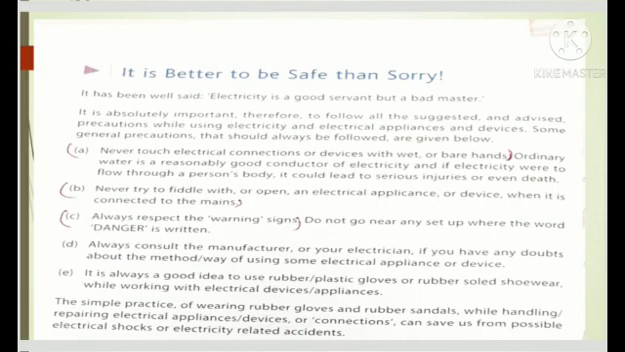If your appliance has some fault, take out the plug from the switch and then you can operate it. Third one, always respect the warning sign. Do not go near any setup where the word danger is written.